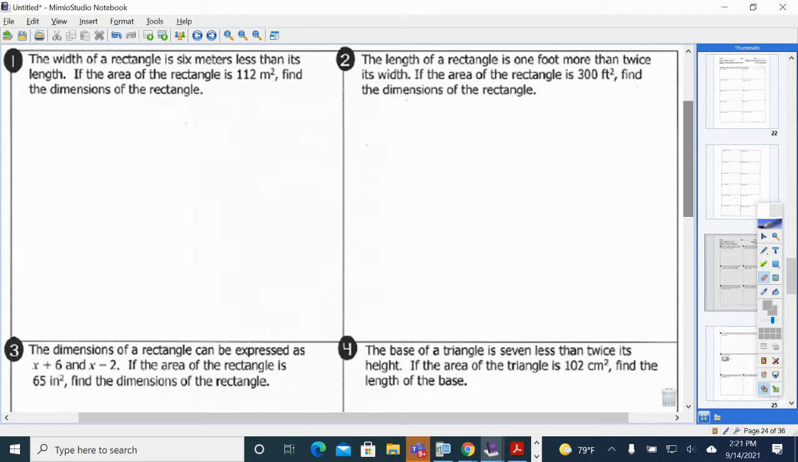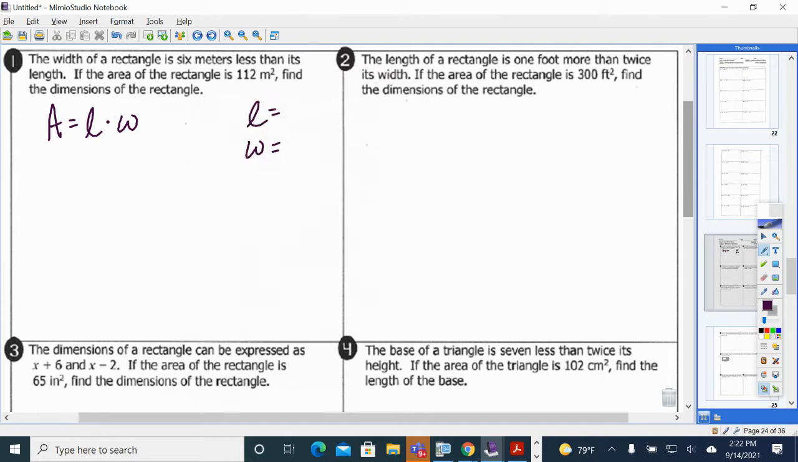Number 1 says the width of a rectangle is 6 meters less than its length. If the area of the rectangle is 112 square meters, find the dimensions of the rectangle. So we know what a rectangle looks like, and you should also know the area formula for a rectangle. Area of a rectangle is length times width. So in this word problem, we have to set up our variable, and it's either going to be L or W, and you've got to figure out which one it is.